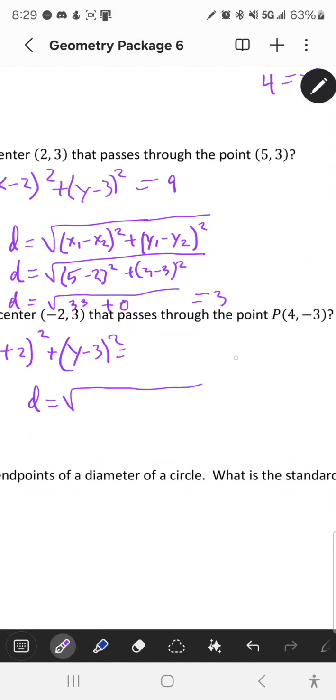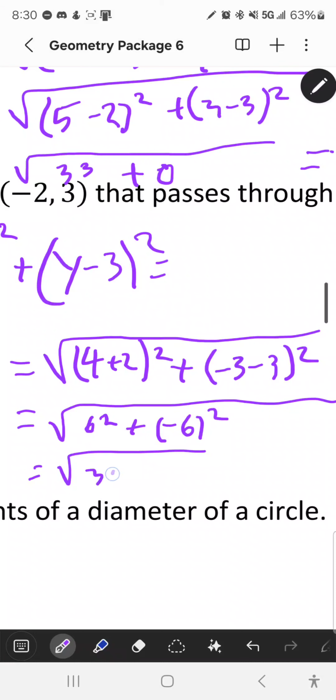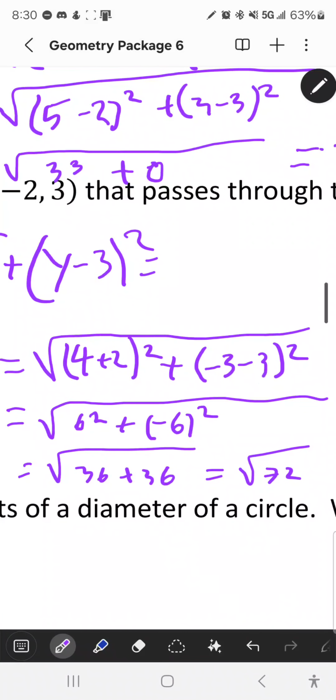We have 4 minus negative 2, so 4 plus 2 squared, plus negative 3 minus 3, so negative 6 squared. 4 plus 2 is 6, 6 squared plus negative 6 squared. 6 squared is 36, and negative 6 squared is also 36. This equals the square root of 72. So the radius is the square root of 72.